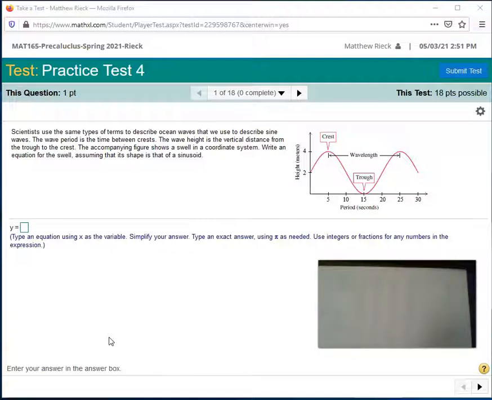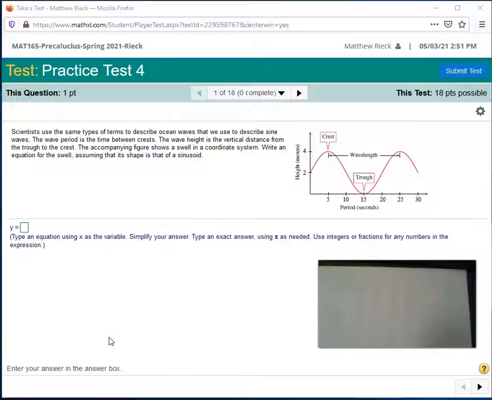All right, so this first question is dealing with graphs of sine and cosine functions. It's given a graph of a sine wave, and we determine the function that produced that given graph. All right, so here we have the setup.